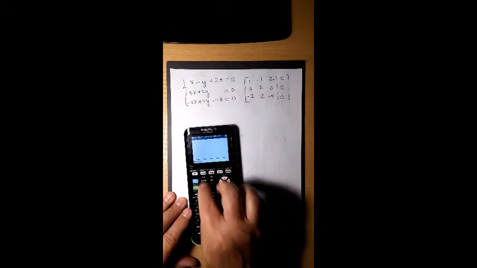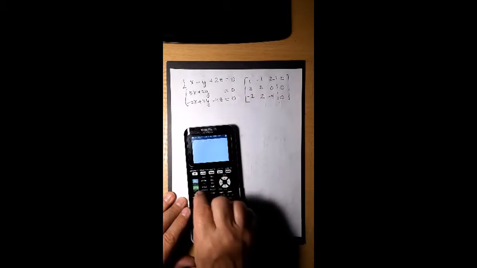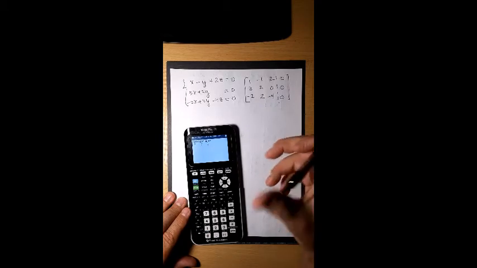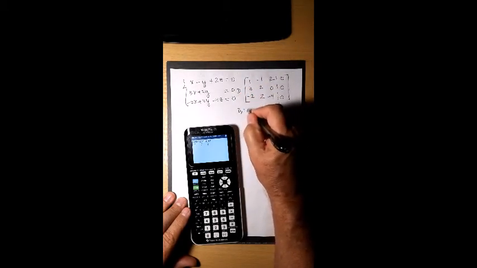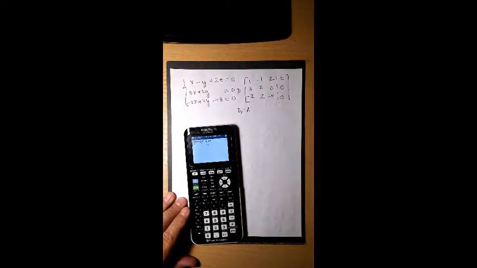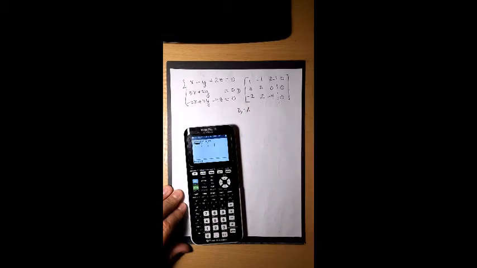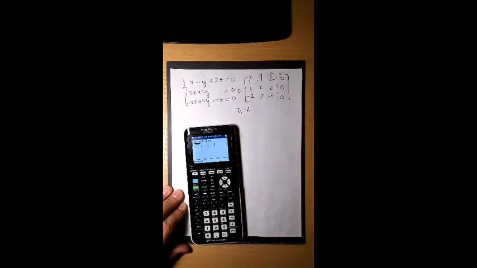Get out, second quit. Get back in, second matrix. Now we're going to edit A. So this is D, and the D sub x we're going to call A. Okay. 3 by 3. Replace the x column, x, y, z equals, with the equals.